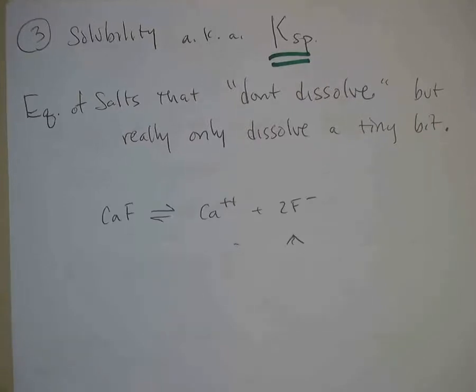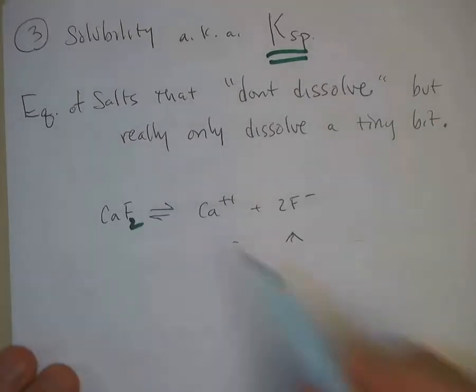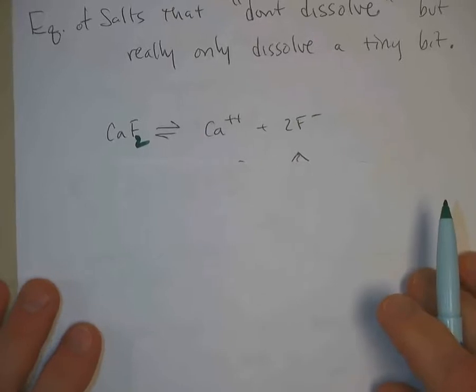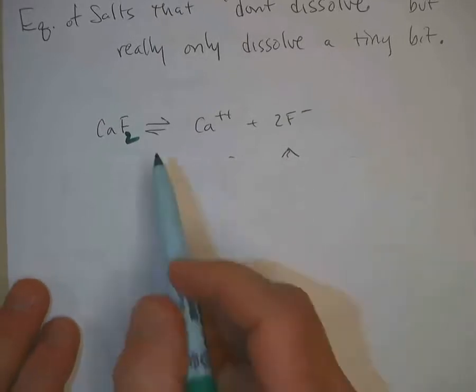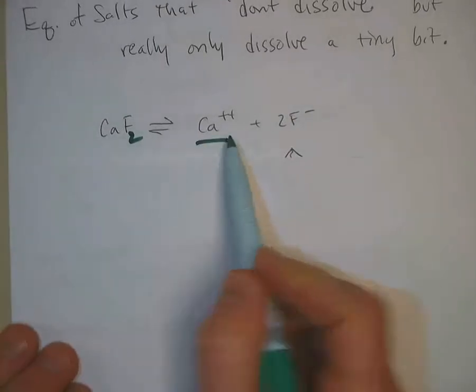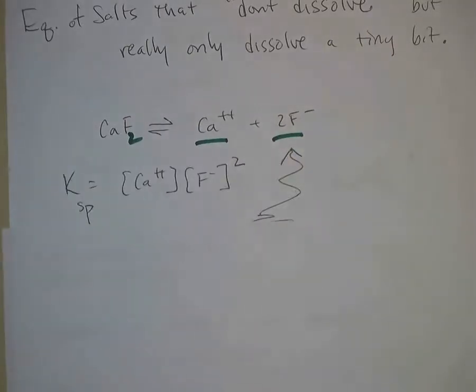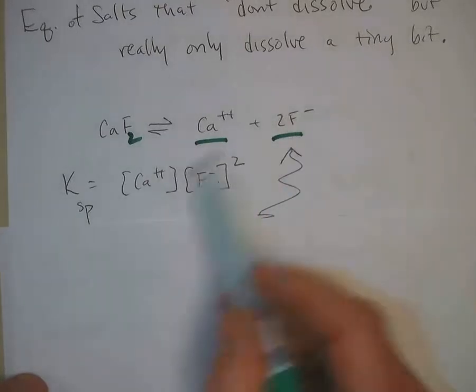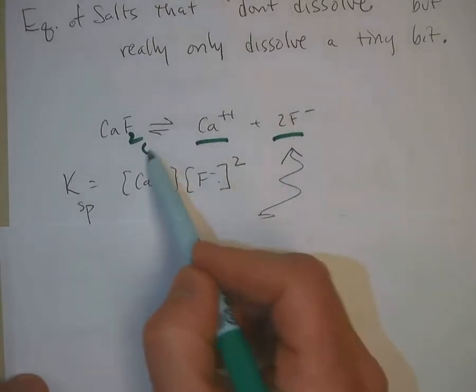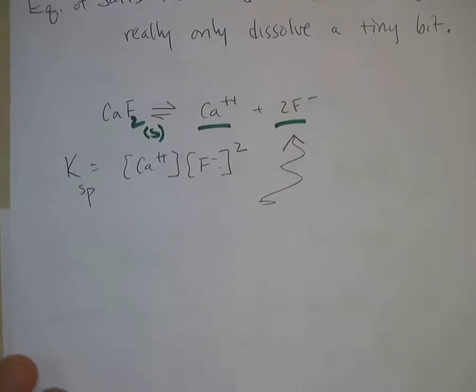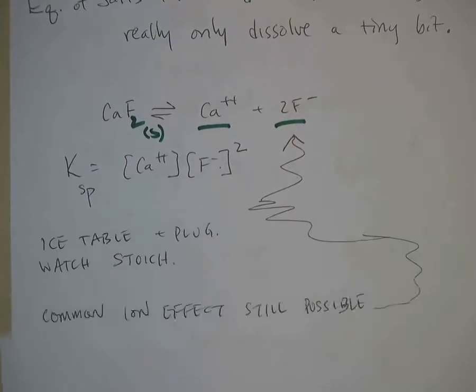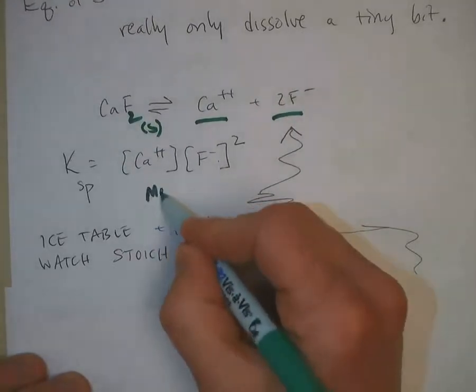So for example, here's CaF2. CaF2 is an insoluble salt according to the solubility rules. But I draw a double arrow here, and we get a little bit of this and a little bit of this. And I could write the K, or equilibrium constant expression, for this. The K for this would be products to the power of their coefficients divided by reactants. And of course, the reactant is a pure solid, so we don't put it into the expression. That's the KSP expression.